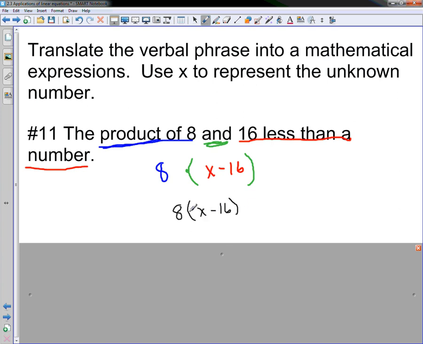Okay. So the tricky part with this one is a lot of times we want to do the product of 8 and 16, so we just want to multiply those two together real quick. But you've got to identify that this 16 less than a number is in the parentheses. Okay, so a little tricky.